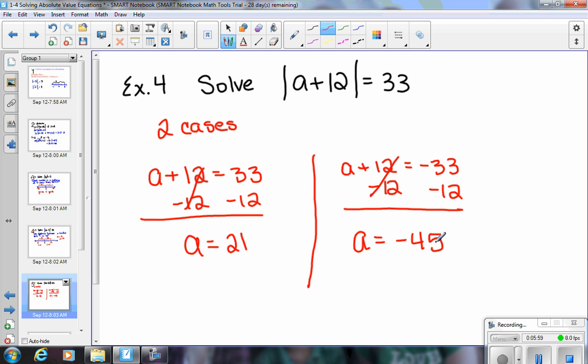Now with absolute value equations, you always want to get in the habit of checking your answers. So if you substitute a 21 in for A, 21 plus 12 is 33. The absolute value of 33 is 33. Substitute a negative 45 in for A. Negative 45 plus 12 is negative 33. The absolute value of negative 33 is 33. So both of my solutions work.